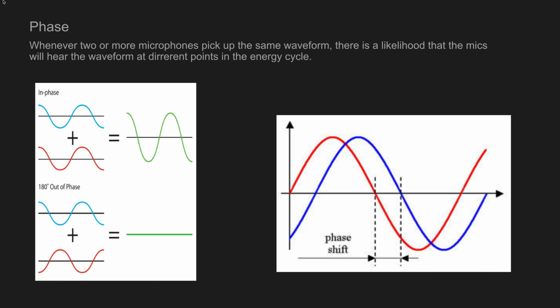Let's talk about phase. Phase is whenever two or more microphones pick up the same waveform. There's a likelihood that the mics will hear the waveform at different points in the energy cycle. Okay, and we've talked about this before. These two are equal, in phase. These two are exactly out of phase, 180 degrees. These are partially out of phase.